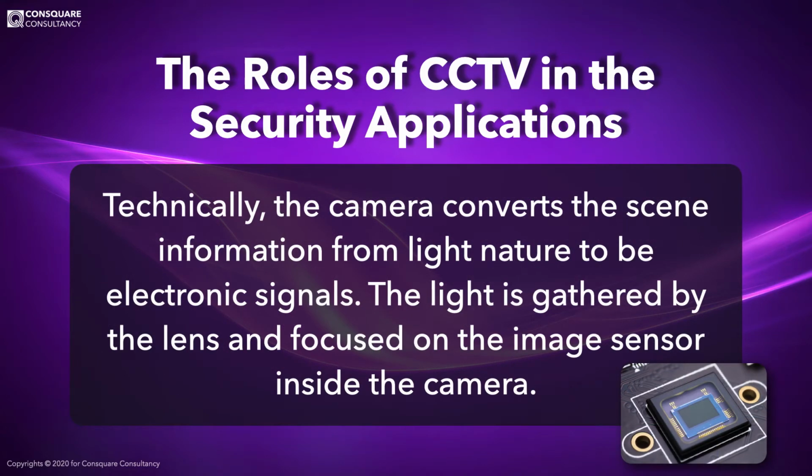Technically, the camera converts the scene information from light nature to electronic signals. The light is gathered by the lens and focused on the image sensor inside the camera. Therefore, the camera gathers the scene information by collecting the light reflected from the objects in the scene utilizing the proper lens, then it acts as a converter which converts the light information to electromagnetic signals, or more specifically digital signals. I remind you that technology can never replace humans, so the real final destination of the captured scene image is the human, or the security operator.